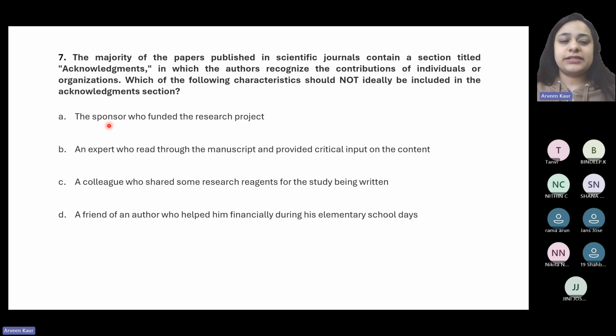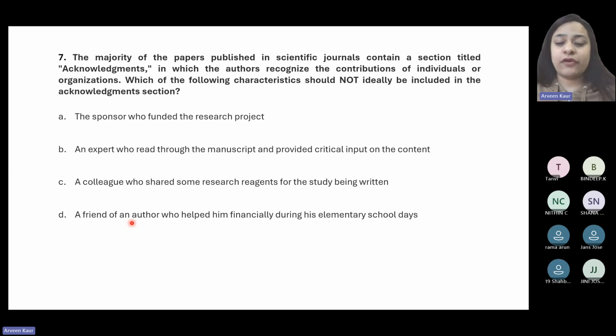So option A is the sponsor who funded the research project. Option B is an expert who read through the manuscript and provided critical input on the content. Option C is a colleague who shared some research reagents for the study being written. Or option D, which is a friend of an author who helped him financially during his elementary school days. Right? So, which one of the following is the correct option? Something that should not ideally be included in the acknowledgement section.